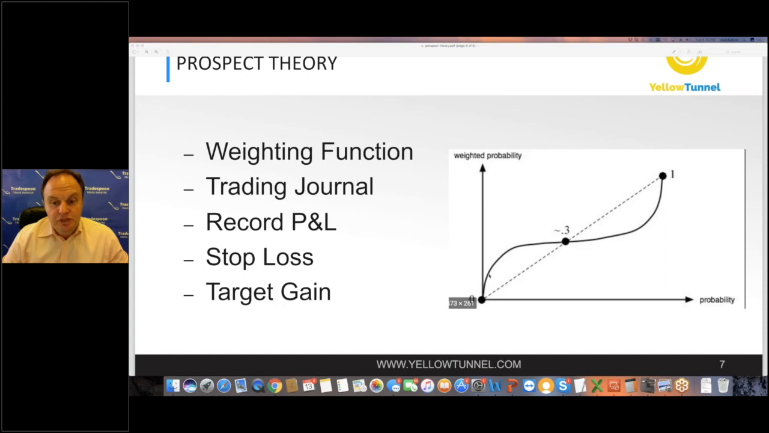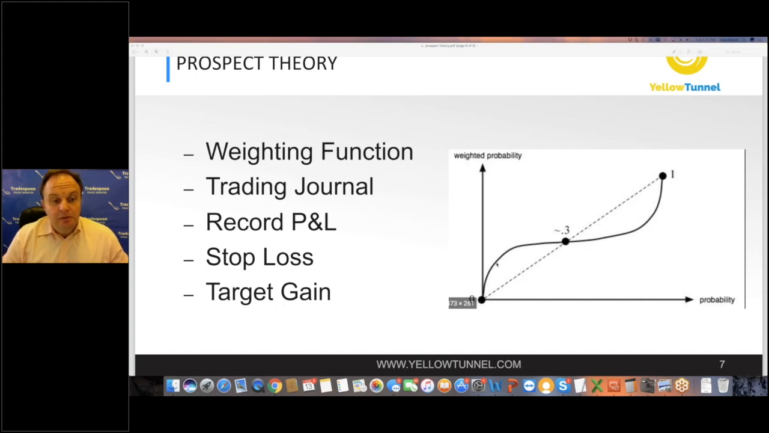But when probability moves slightly higher, let's say from 10% to 20% to 30%, all of a sudden we see our risk as completely different. So again, it's a nonlinear relationship in terms of probabilities and their outcome.